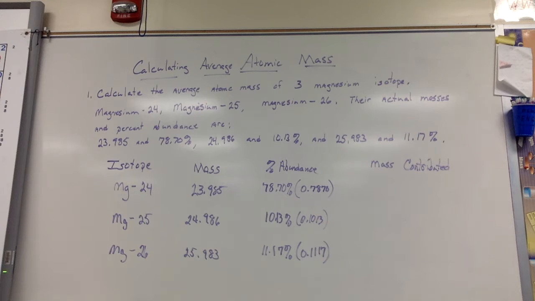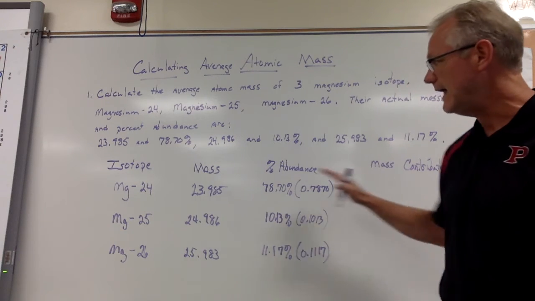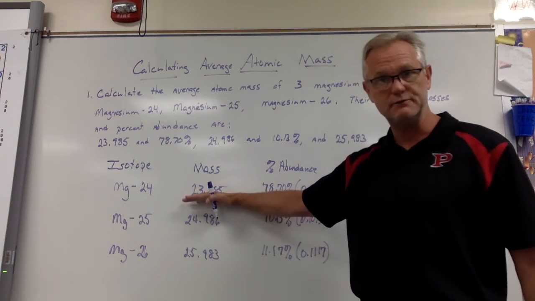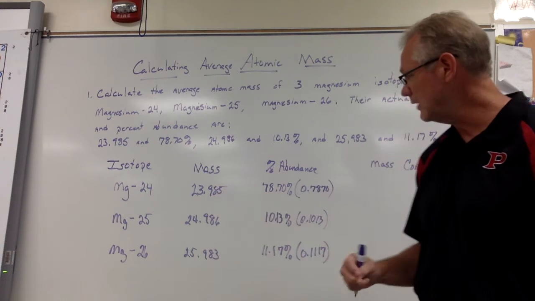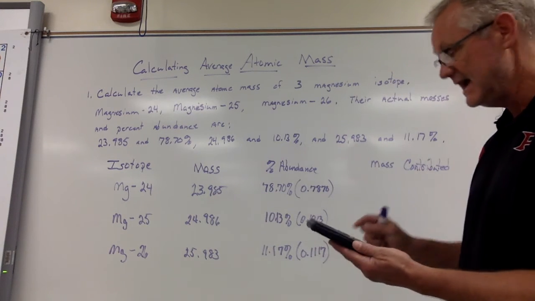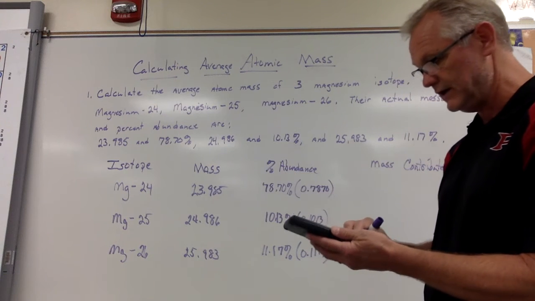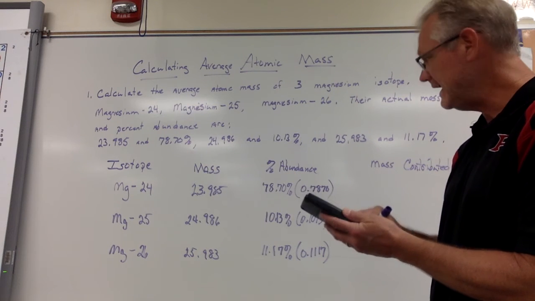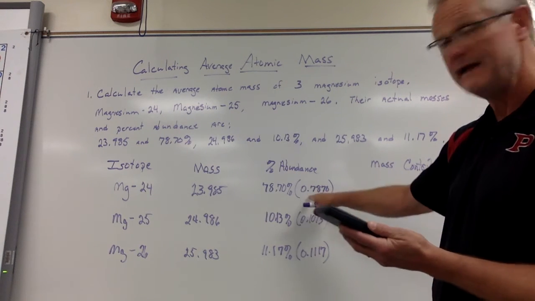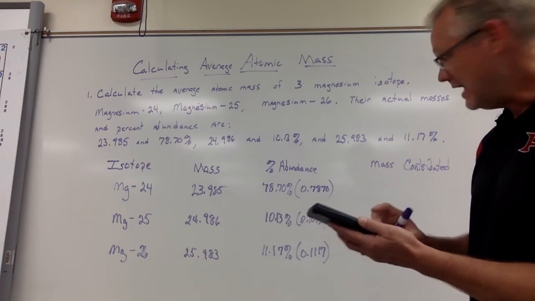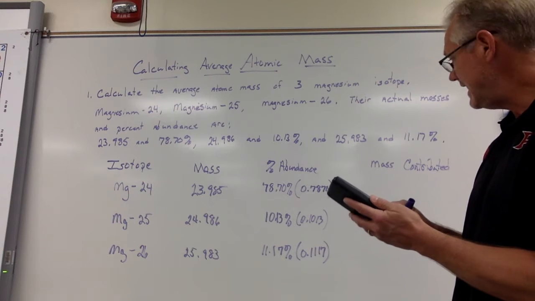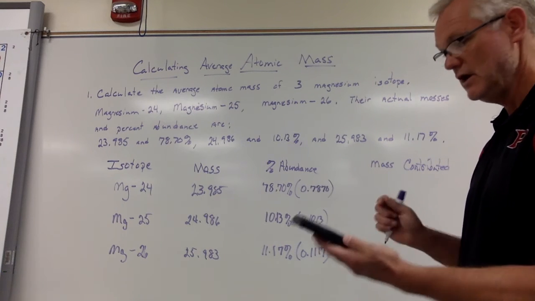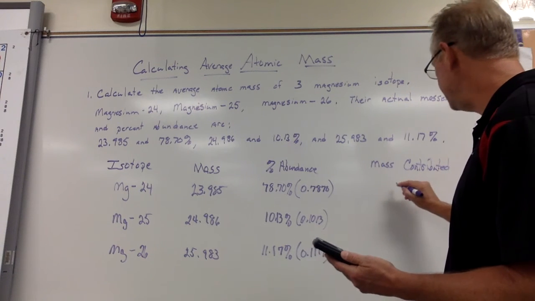So guys, I'm going to grab a calculator real quick so that I can figure these out while we're actually doing them so that we can get some actual numbers. So in order for me to figure out how much of this isotope's mass comes from this 24 isotope, I'm going to have to go through and say the mass of it, which is 23.985. I'm going to multiply that by the decimal percent abundance, which is 0.7870.